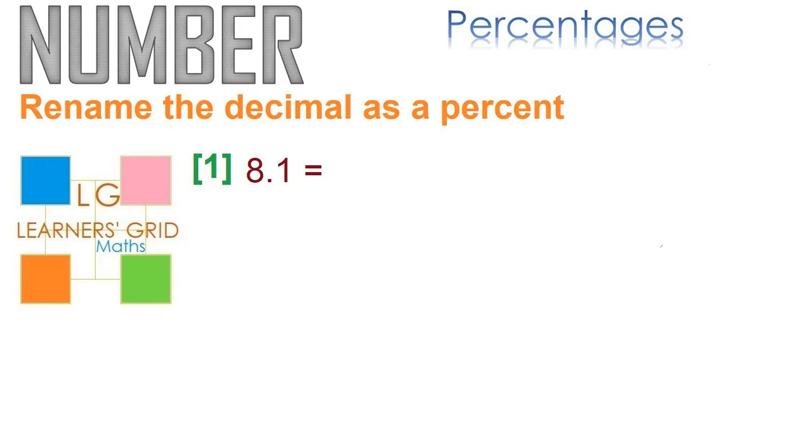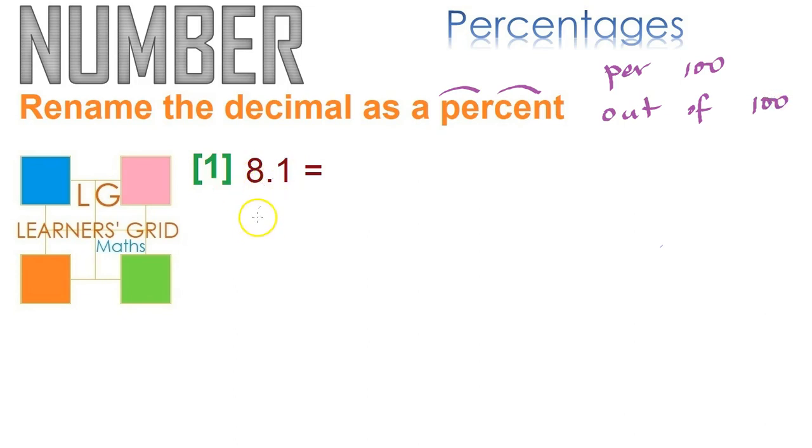Right, so we're going to go about the business of renaming our decimals as percents, and this method we're going to go with a fraction first and then from there go to a percent. Always remember, of course, that percent actually means per 100, or another way of looking at it is out of 100. So let's go and have a go at the first one.